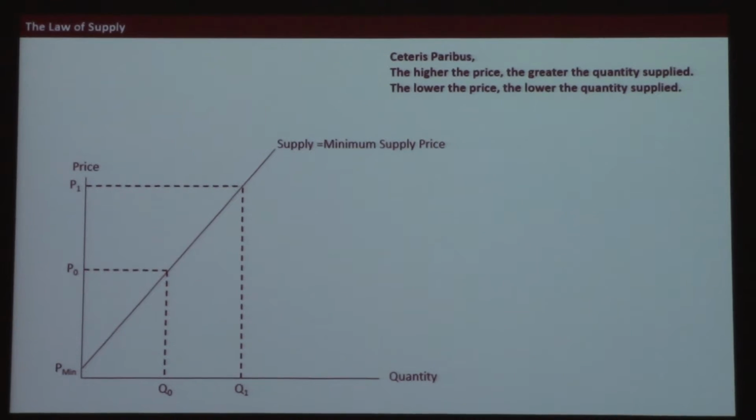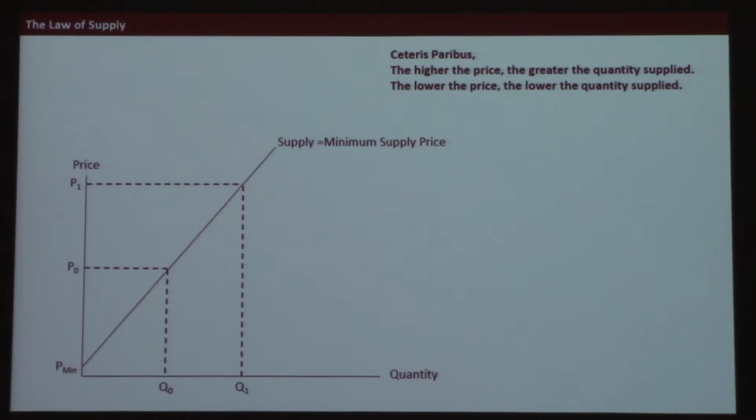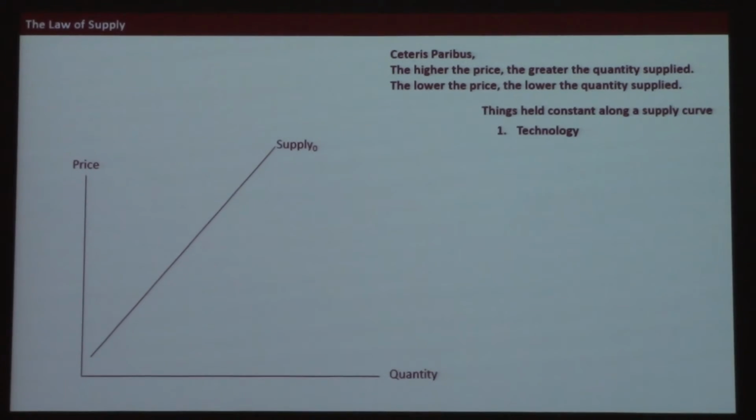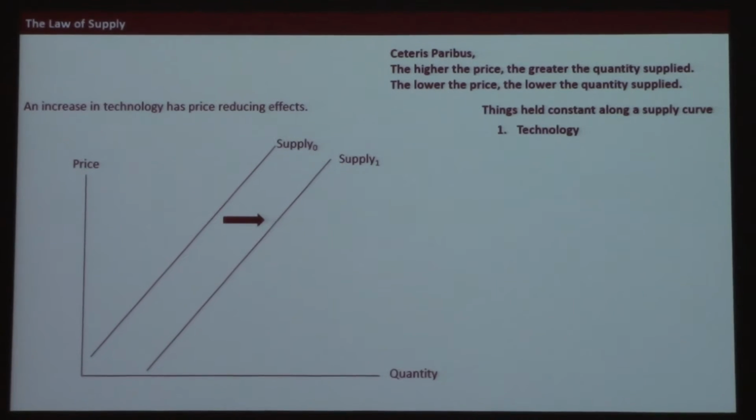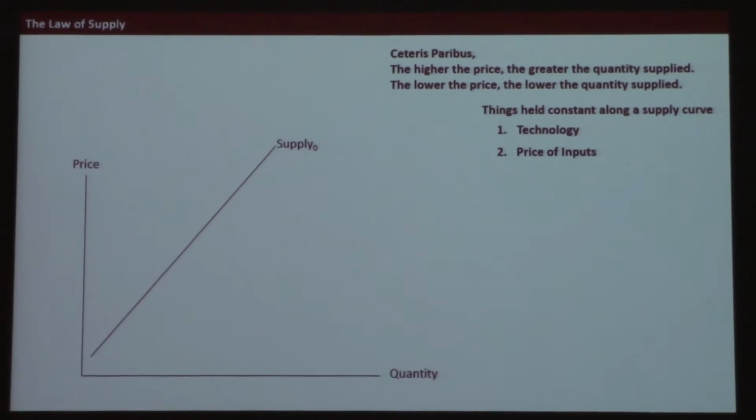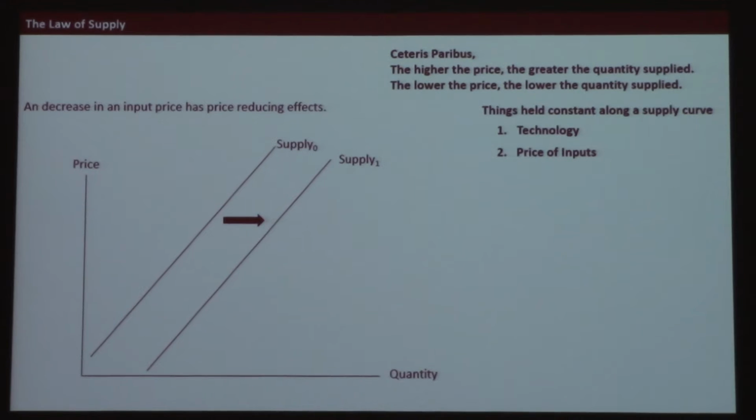All right, so again, price, we're looking at movements along the supply curve, and supply is going to have shifters just like demand. One thing that's held constant along the supply curve is technology. So we can imagine an increase in technology makes things cheaper. It's going to shift the supply curve out so that for any given price, we can sell more. Or for any given quantity, we can charge less. So technology has a price reducing effect. Price of inputs are similar: a decrease in the price of inputs shifts out the supply curve and results in, again, lower prices or greater quantity at the same price. And the price of inputs is usually the one we're going to be concerned about the most.